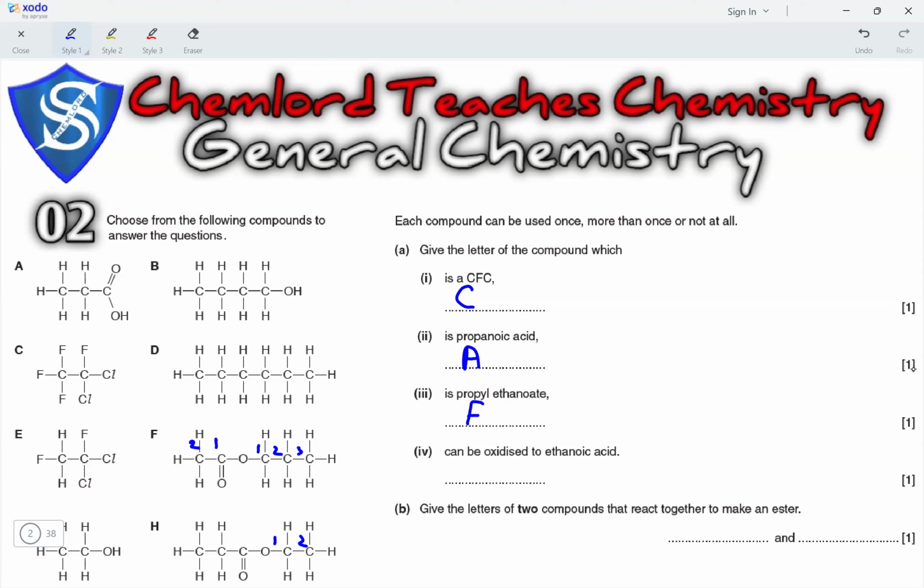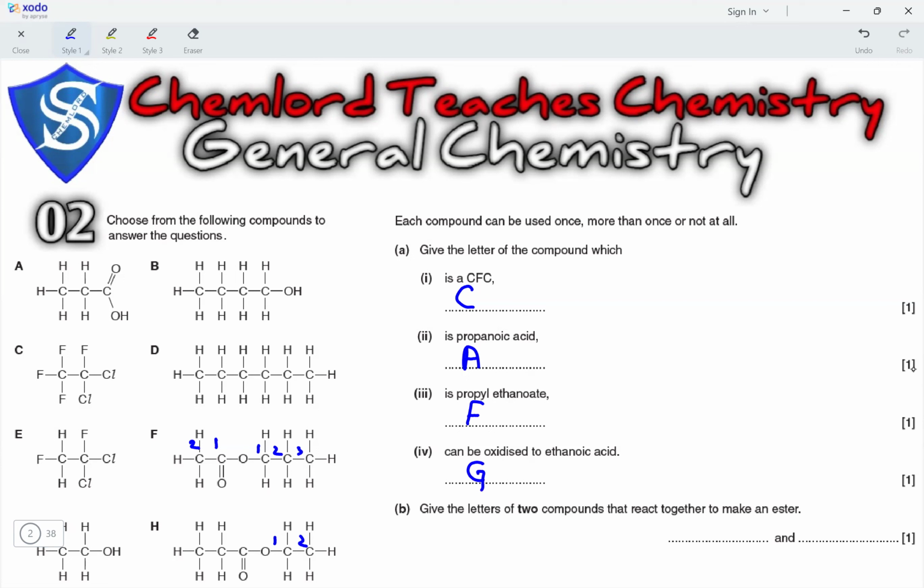Next, can be oxidized to ethanoic acid. So if the product is ethanoic acid containing two carbon atoms, the reactant must be ethanol containing two carbon atoms. So alcohols are oxidized to carboxylic acid. So the structure of ethanol is structure G.